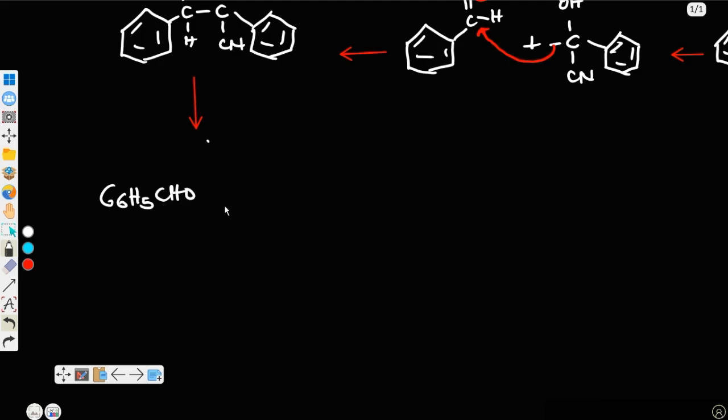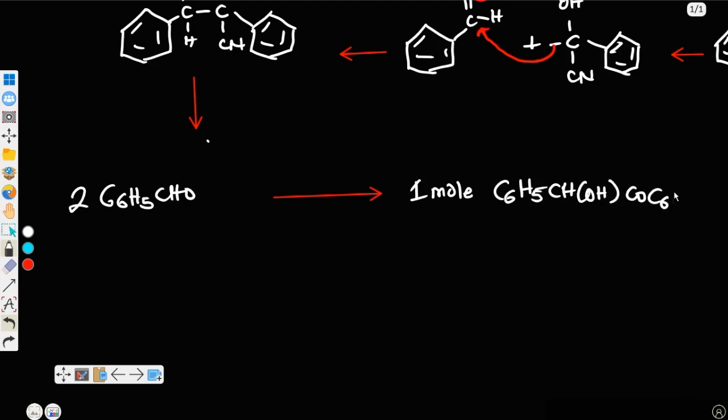C6H5CHO. This is benzaldehyde. 2 moles of benzaldehyde gave rise to 1 mole of C6H5CH(OH)COC6H5. Are you getting it? Now let's calculate the molar mass of benzaldehyde.